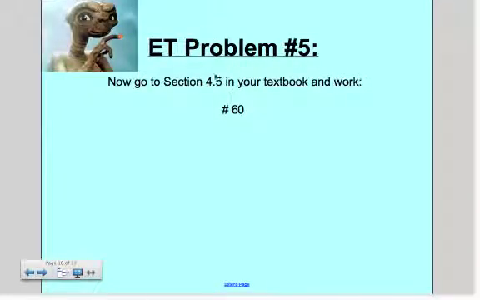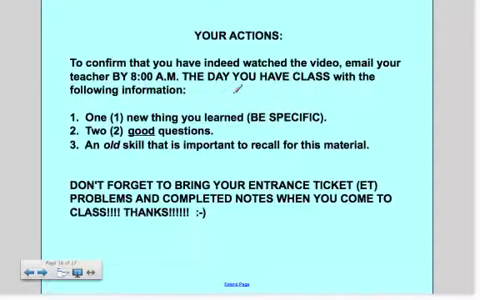So here's your last problem. Go to section 4.5 and do number 60. And don't forget, there's one more slide.